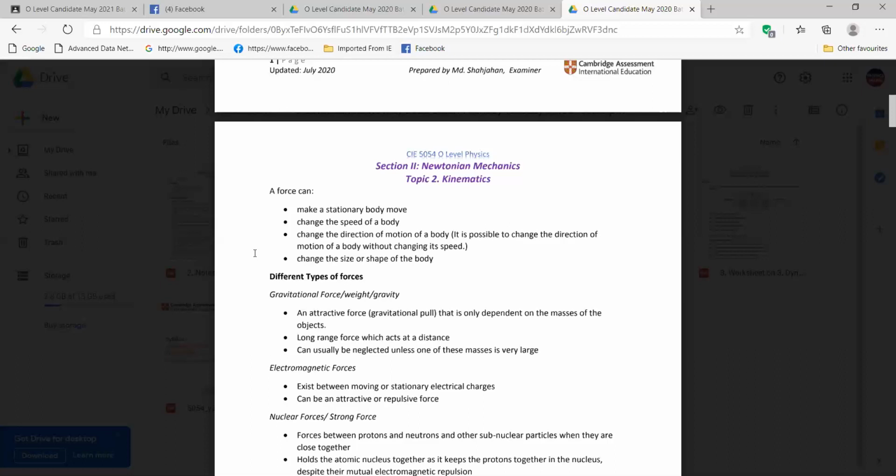Yes. And now the third point is that it can usually be neglected unless one of these masses is very large. Like in comparison to Earth, our size and our mass is very small, right?